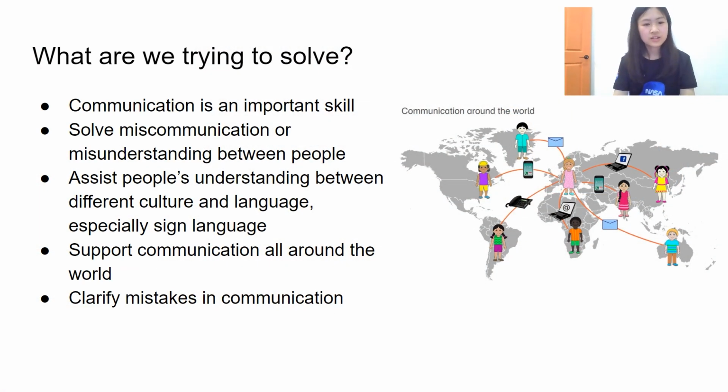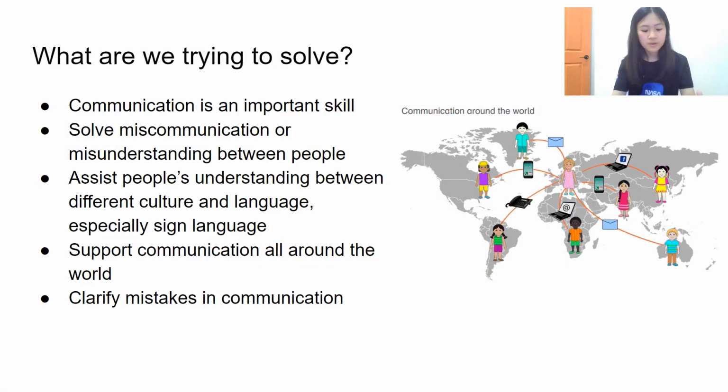What are we trying to solve? We are trying to solve communication as everyone uses it, or sign language as a skill on a daily basis. It can be really hard to socialize or interact without speaking or using hand gestures. We are trying to solve a recurring problem of miscommunication or misunderstanding through dialect or gestures that many people experience, whether in the same country or a different one. We want to assist people's understanding of other people's cultures and how they communicate with one another.